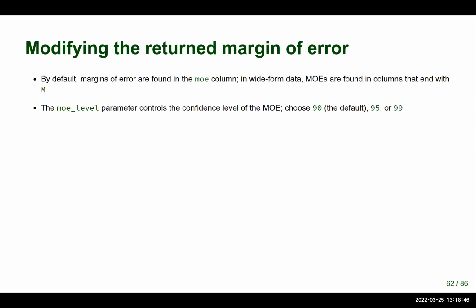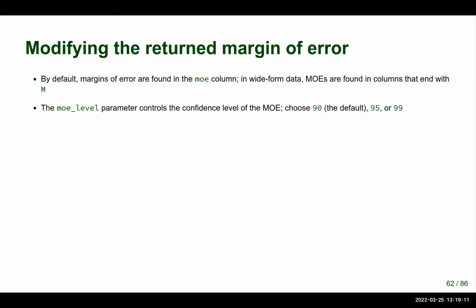And so when thinking about margins of error, there are a variety of different things that you can do with your MOEs. By default, as we've talked about before, your MOEs are going to be coming back in the MOE column. In wide form data, your MOEs are going to be spread across the columns with your variable name with the suffix of M.